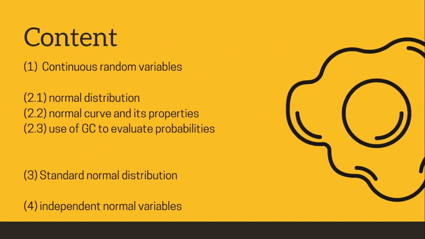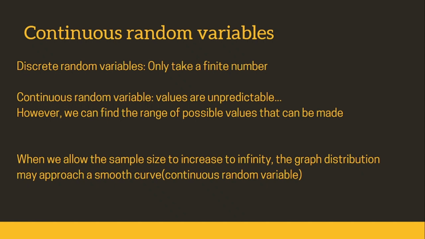So this is the content I'll go through. First will be continuous random variables, followed by normal distribution and some things about it. Then lastly, standard normal distribution, and then independent normal variables. So the first part is continuous random variables.